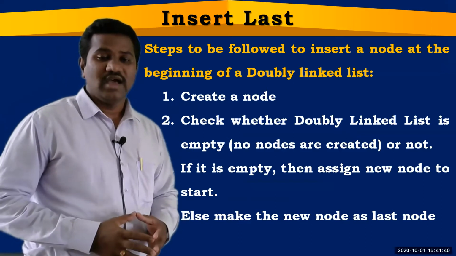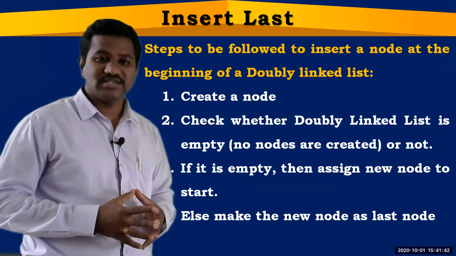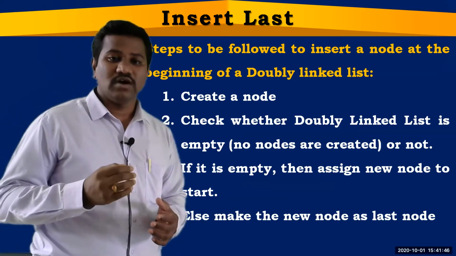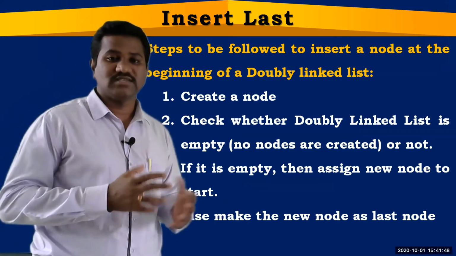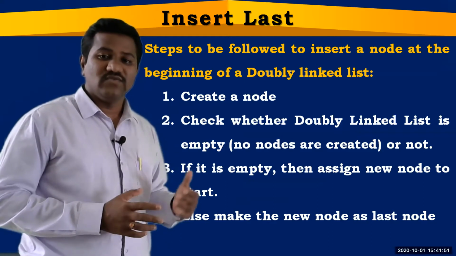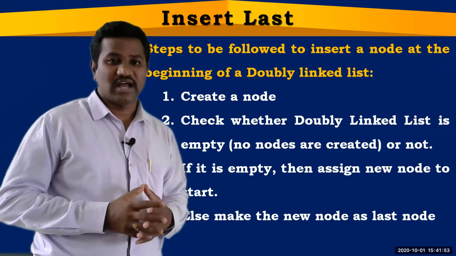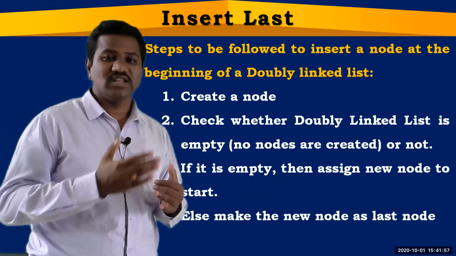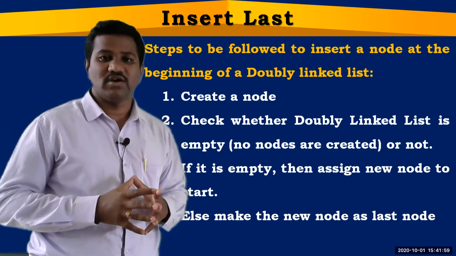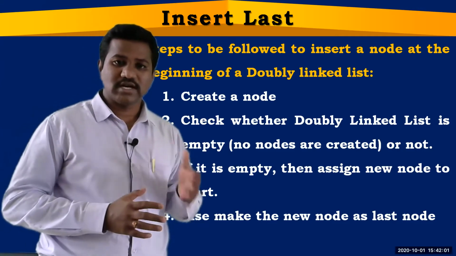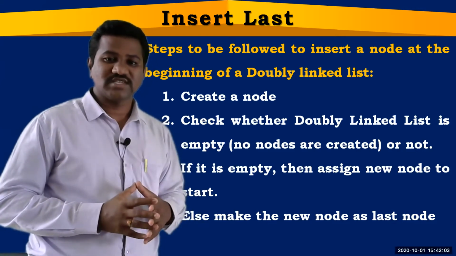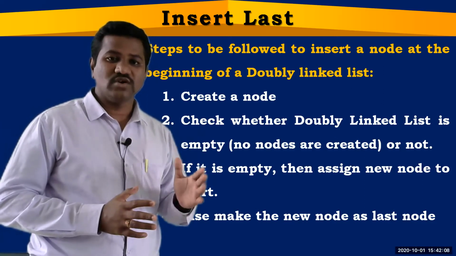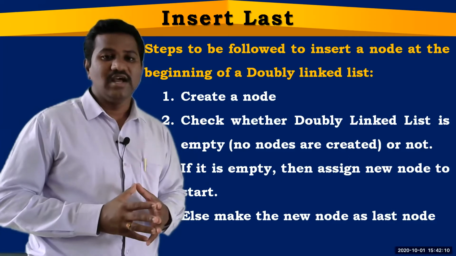The first step is creating a node, and after that, checking whether the double linked list is empty or not. If the double linked list is empty, then we need to assign our new node to the start pointer. Else we need to make the new node the last node. So first we need to create the node. After that, we need to check whether the double linked list is empty or not. When you call this insert last function and your double linked list is still empty, the node that I create is going to be the first node as well as the last node in the double linked list.